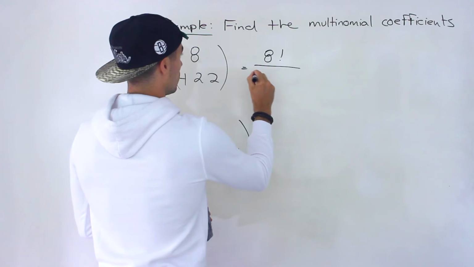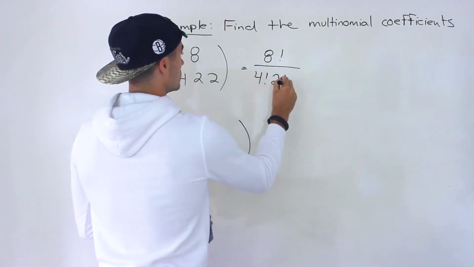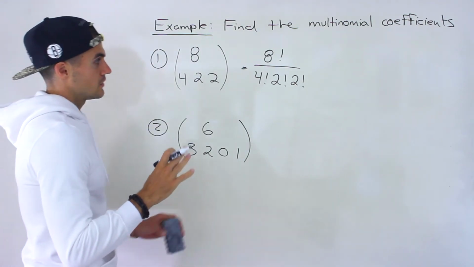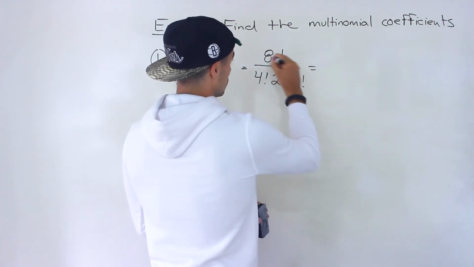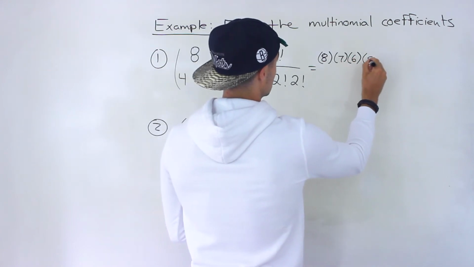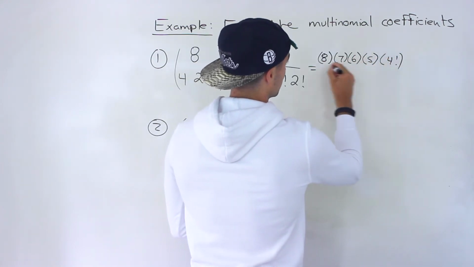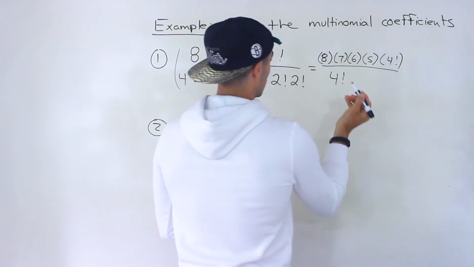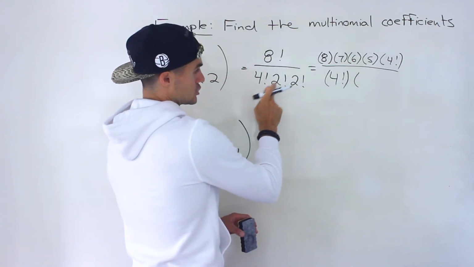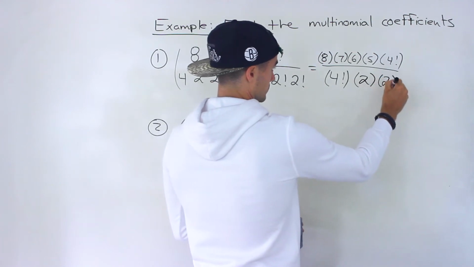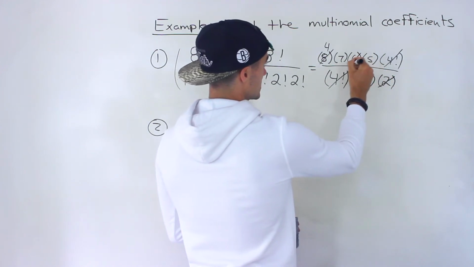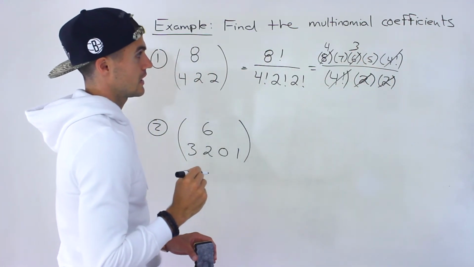8 factorial over 4 factorial times 2 factorial times 2 factorial, like that. And so let's pretend we don't have a calculator in solving these. So the 8 factorial we can rewrite as 8 times 7 times 6 times 5 times 4 factorial all over 4 factorial. And notice the 4 factorials will cancel out. And then the 2 factorials, it's just 2 times 1, so they're both just 2. So these cancel out. Notice 2 goes into 8 4 times. 2 goes into 6 3 times, like that.